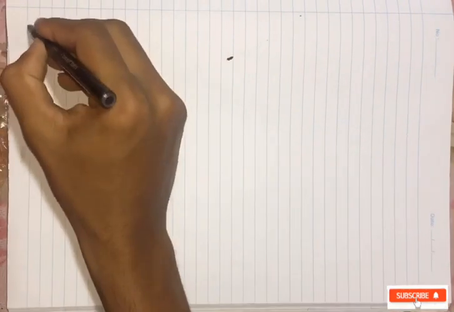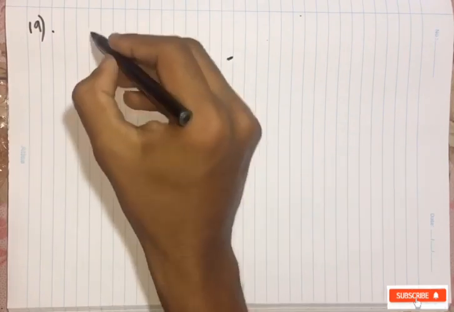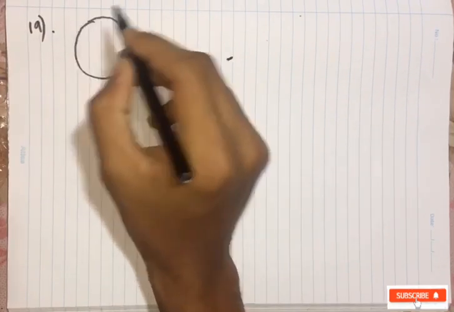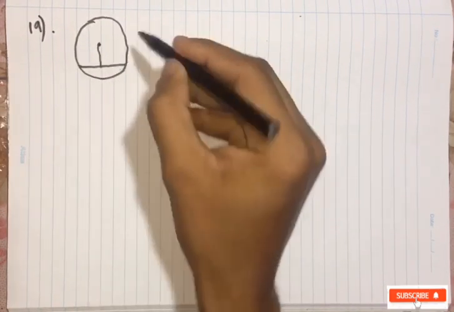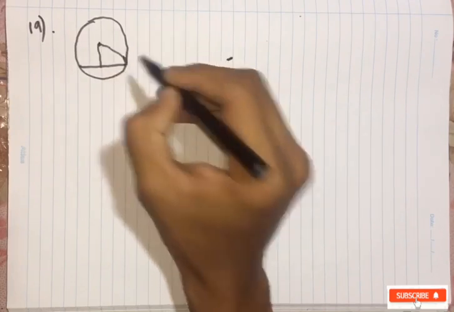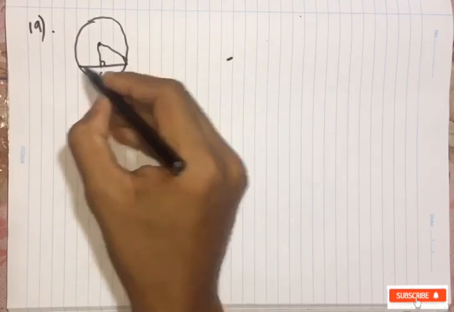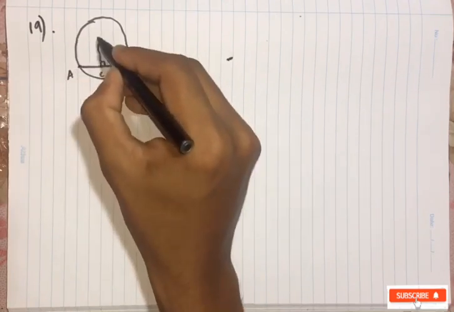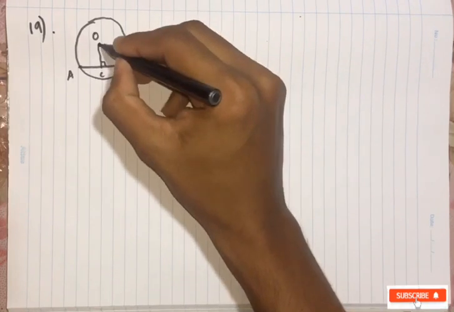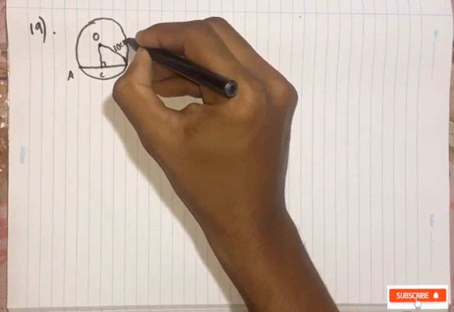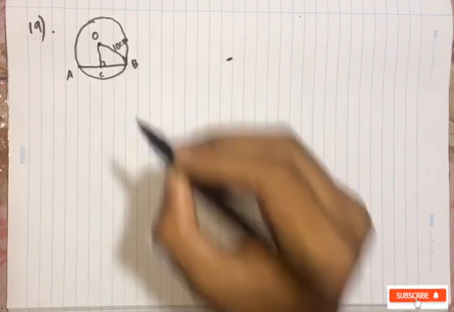Okay, the 19th question. It looks easy. The common one. This question is always repeated in exams. Here you have C. This is A. This is the center O. They have only given you that the radius is equal to 10 centimeters. Radius means this is the radius. Therefore, this is 10 centimeters. This point is B.